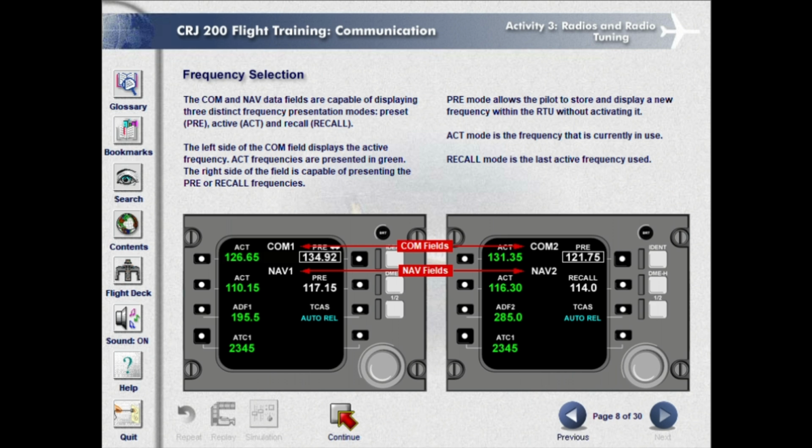Preset mode allows the pilot to store and display a new frequency within the RTU without activating it. Active mode is the frequency that is currently in use. Recall mode is the last active frequency used.